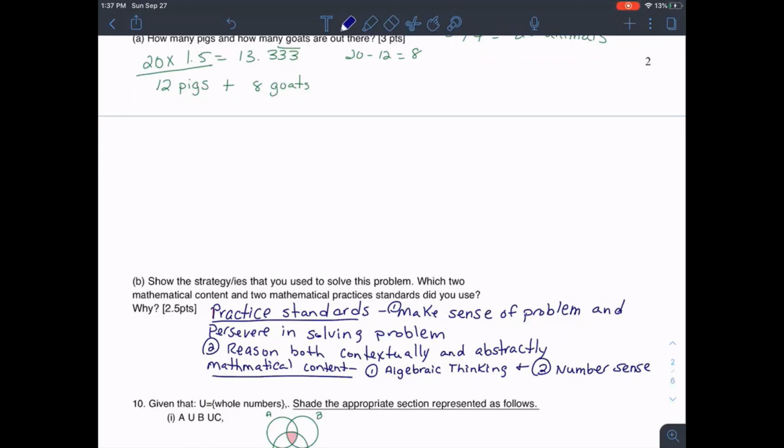I used make sense of problems and persevere in solving them, and then reason both contextually and abstractly. And then the content standards are things like number sense, algebraic thinking and operations, geometry, measurement, and data analysis. So I used algebraic thinking and number sense.